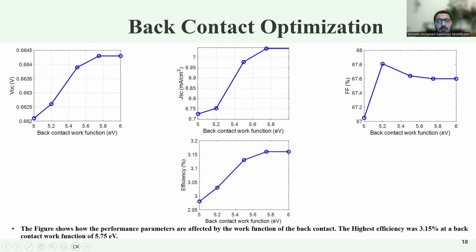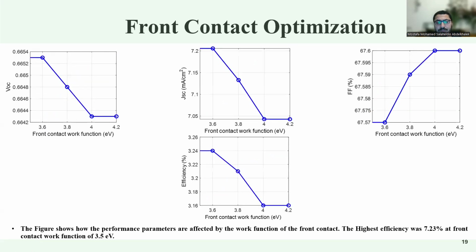After that, the back contact is optimized. The work function of the back contact is changed from 5 to 6 electron volt. The highest power conversion efficiency was 3.15 at 5.75 electron volt work function of the back contact.